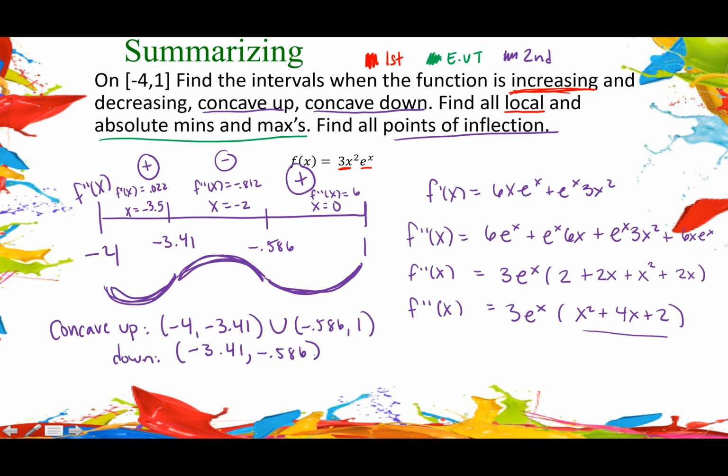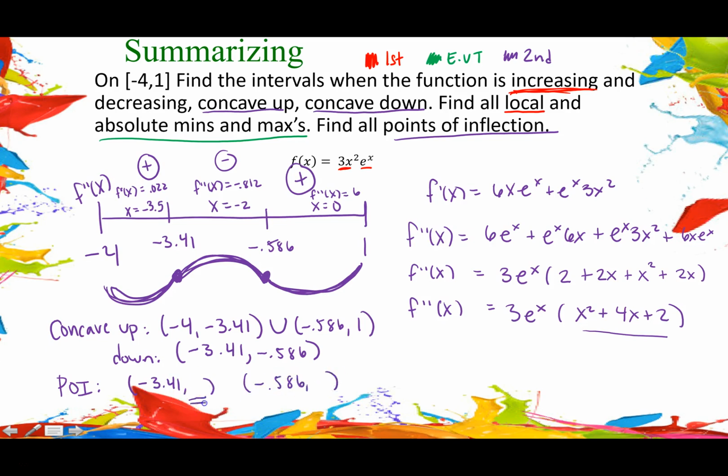Okay, now we have 2 points of inflection. One is right here, because we go from concave up to concave down. And then here's another coordinate right here. Negative 0.586, we're going from concave down to concave up. So we actually have 2 points of inflection. Okay, the first being at a negative 3.41, and the second one being at a negative 0.586.